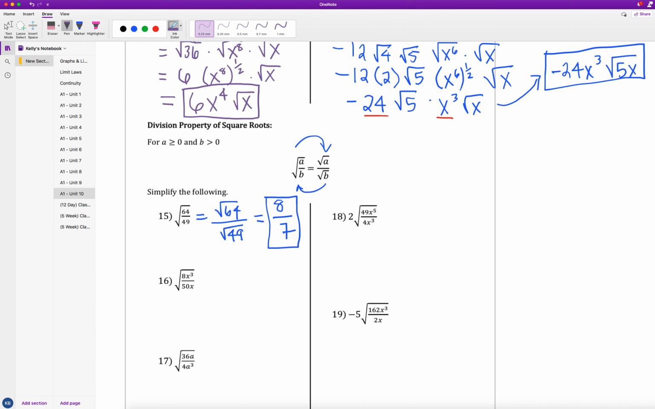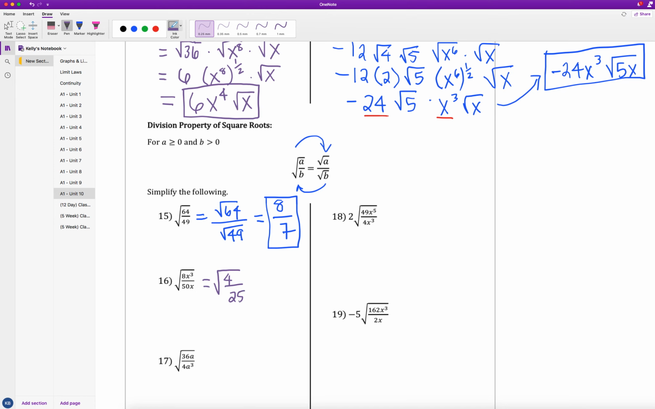Example 16 says the square root of 8x to the 3rd divided by 50x. Well, what I'm noticing here is that I don't have any perfect squares. 8's not a perfect square, x to the 3rd is not, 50 and x are not perfect squares either. So I'm going to reduce down the fraction as much as I can and see if we get some perfect squares. So 8 over 50 would actually give us 4 over 25.